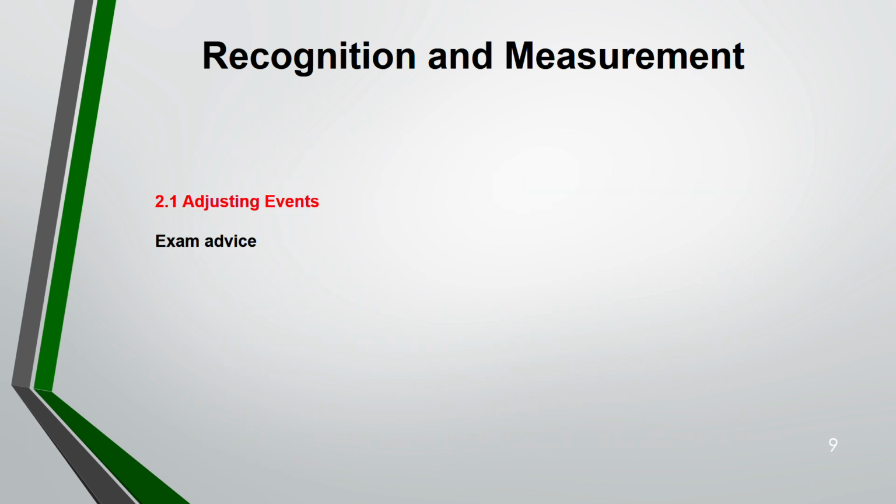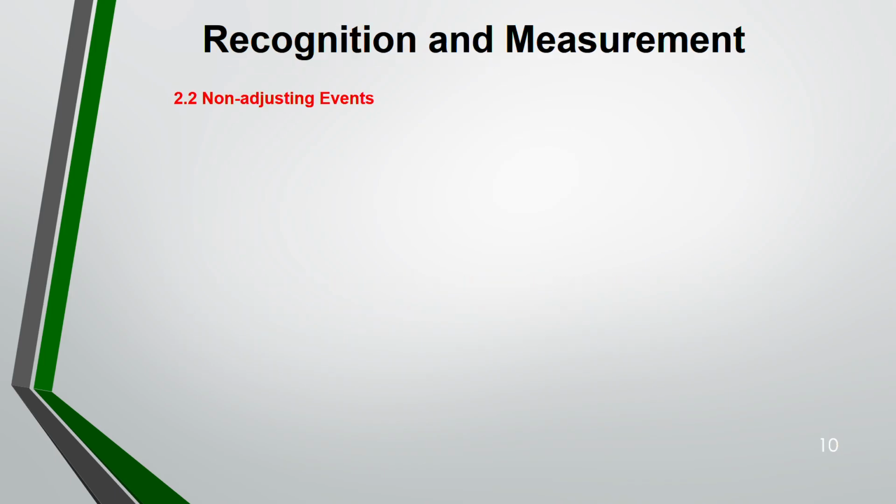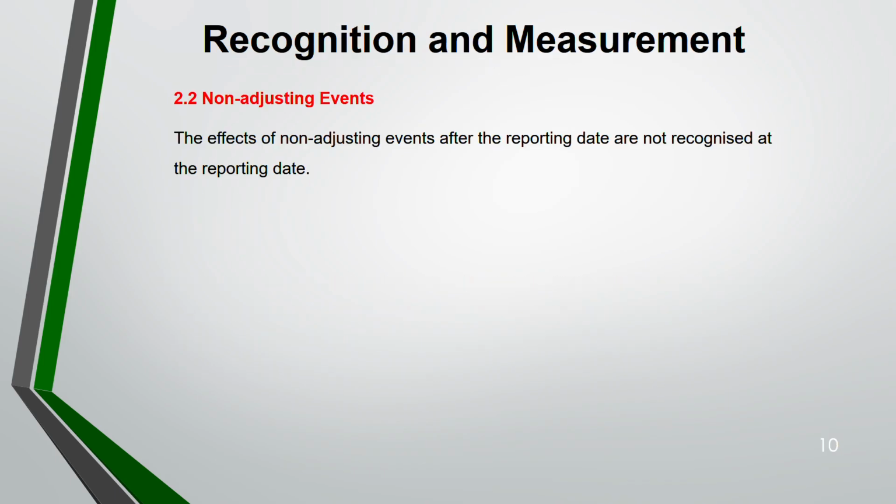Now, in an exam question, you should assume the bankruptcy of a customer after the reporting date is an adjusting event, unless the scenario gives you specific detail to indicate that bankruptcy is the result of a condition that arose after the reporting date, which is non-adjusting. The question will tell you. If the question remains silent, they just say the customer is bankrupt, you have to assume it's an adjusting event. Now coming to non-adjusting events.